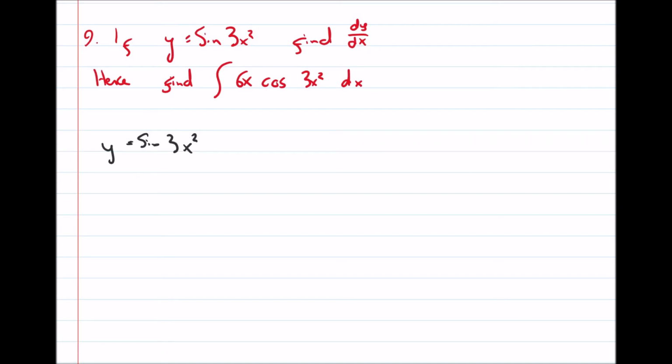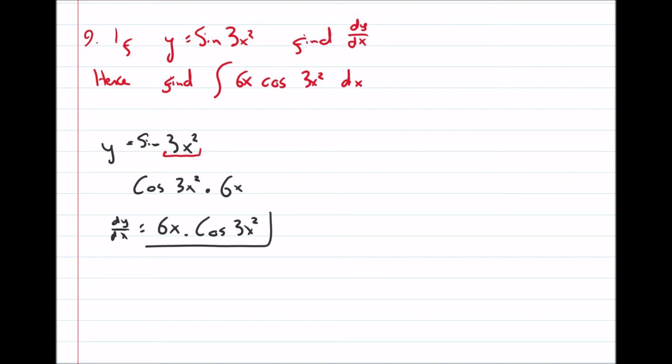Right, so we're using chain rule. So if we differentiate the sine, we'll get cos 3x squared, and then we multiply that by, and we take this bit and we'll differentiate that, and we get 6x. So dy dx equals 6x cos 3x squared. Okay, so that's our first part. We differentiated. The second part then, hence find the integral of 6x cos 3x squared dx.